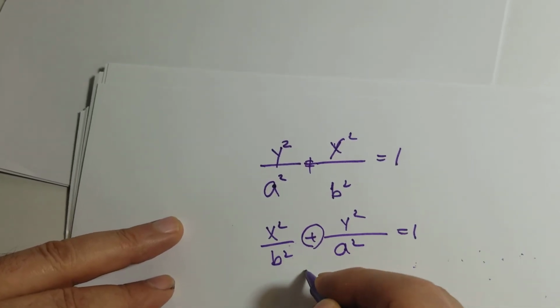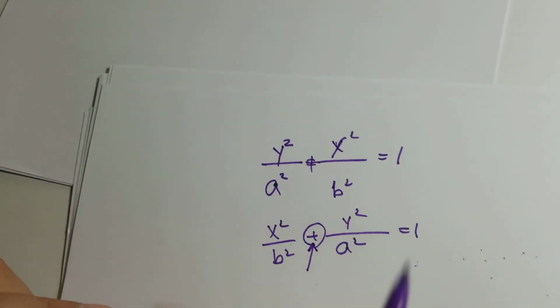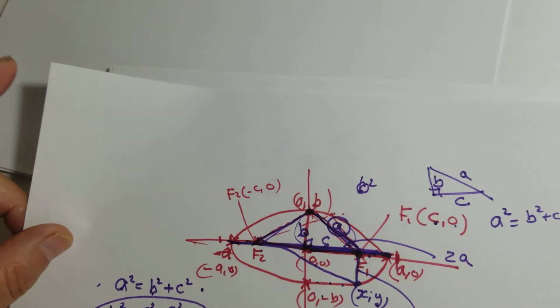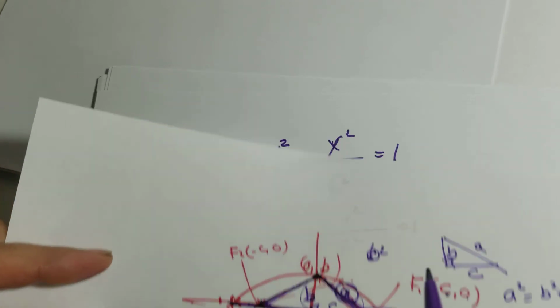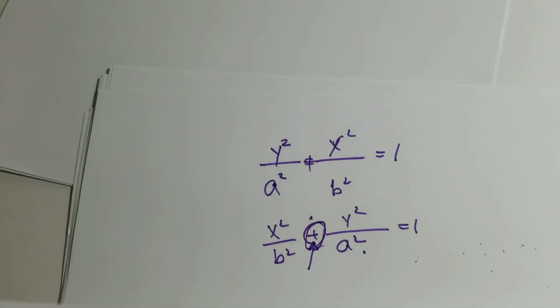Somebody said, addition? Why did you put plus? Why didn't you put negative? Because I said the sum of two distances is fixed. That's the sum of two distances.